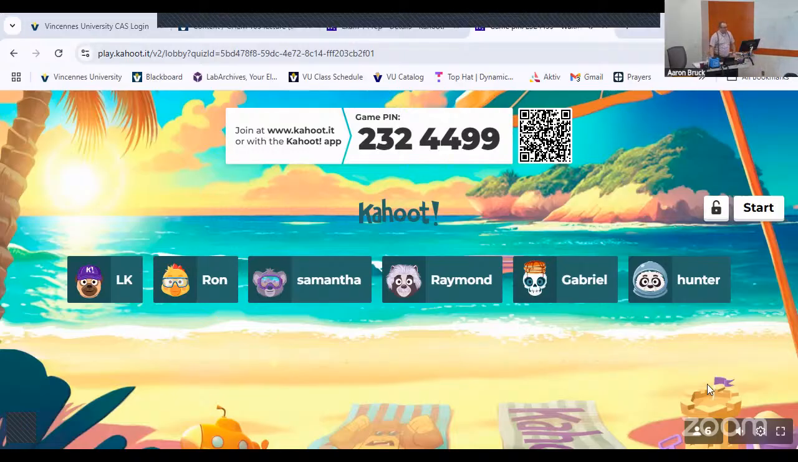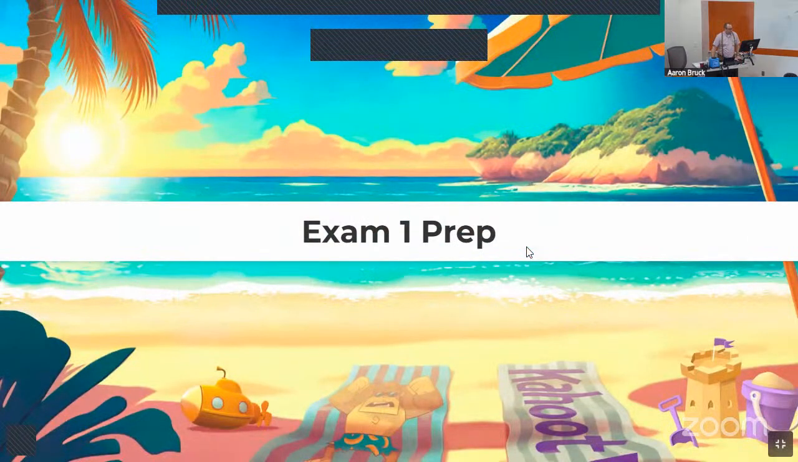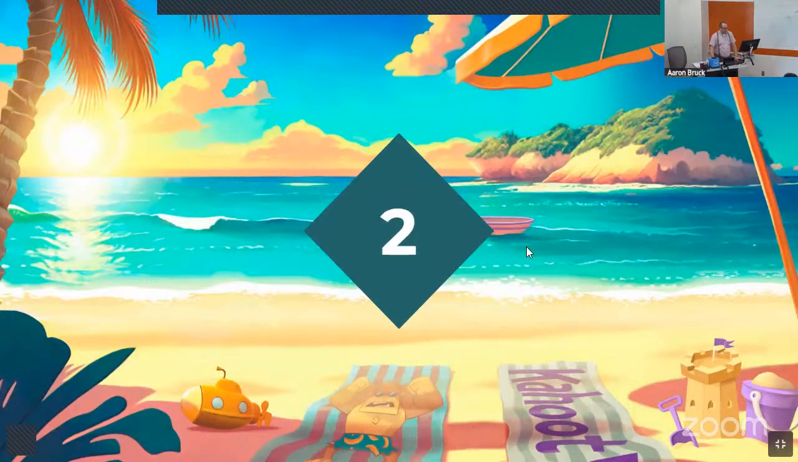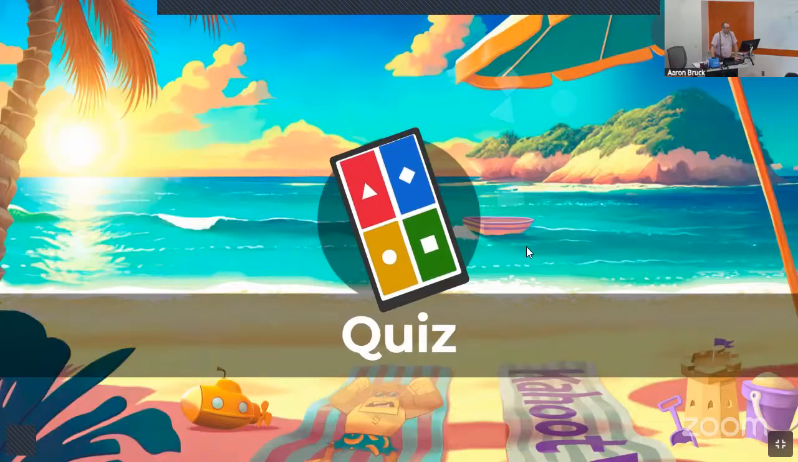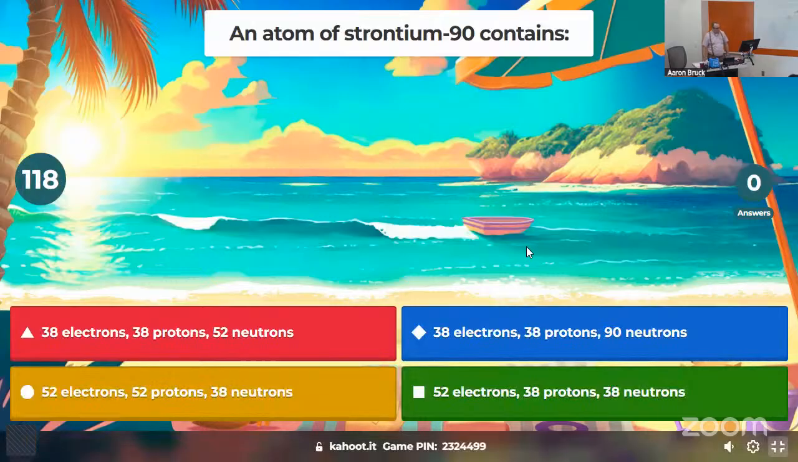Okay, so this is exam 1 material, but these are ACS practice test questions from chapters 1, 2, and 3. And so here would be the first one. An atom of strontium-90 contains which of the following?